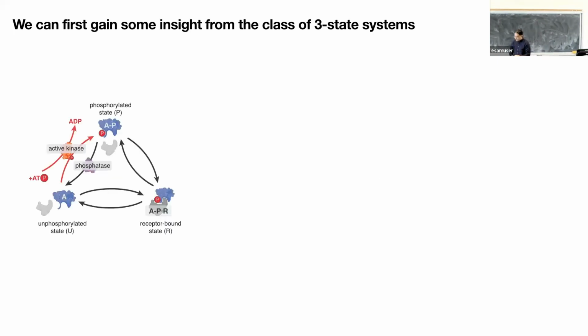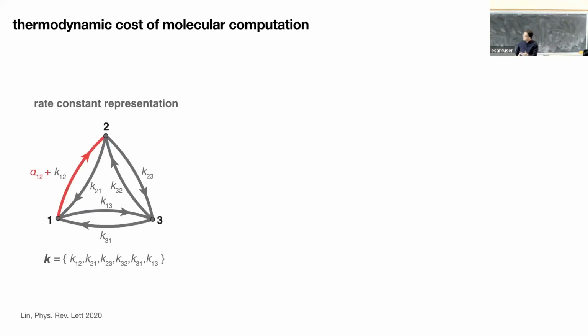Okay, so let's go back to the three-state system because it's easy to visualize first. The way we're going to think about this is that it's hopping between different states. We're going to think about this in terms of the rate constants that I just talked about, the equilibrium rate constants, and then there's going to be the theta, which I'm not going to change. The theta comes from driving certain rate constants.